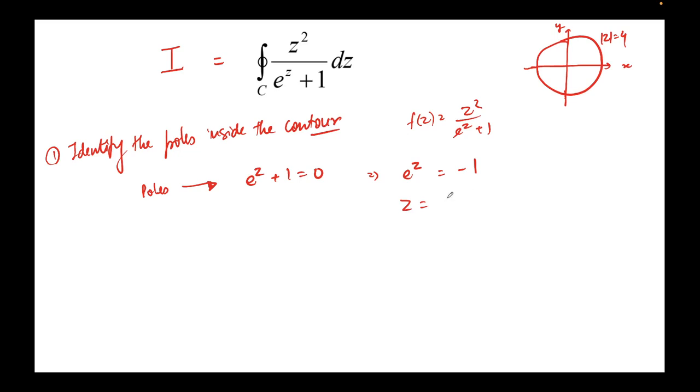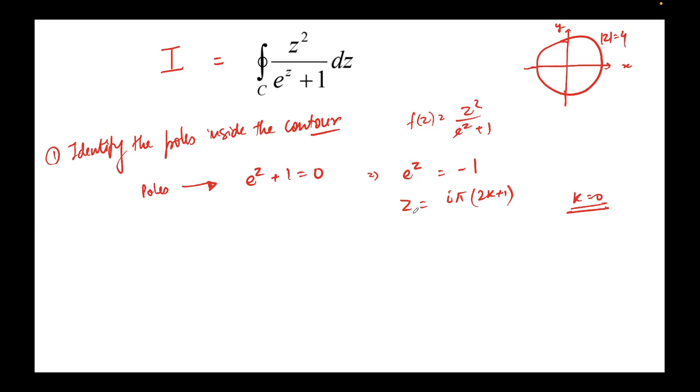So when z is iota times pi, but odd values. Okay, so it will be like this. I'll tell you how I obtained this. So z equals i pi (2k plus 1). For the sake of simplicity, let's just assume k equals 0.